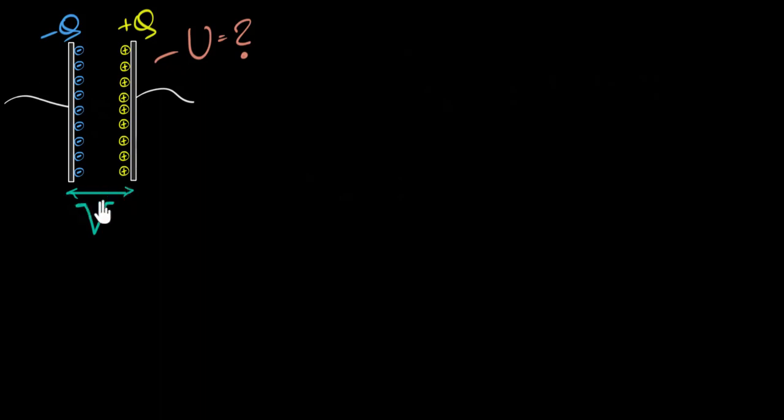Suppose a capacitor is charged to a potential difference V, having a total charge of Q on each plate. The goal of this video is to figure out what is the total potential energy stored in this capacitor. So let's start by asking ourselves, what do we mean by this potential energy and how do we calculate that?